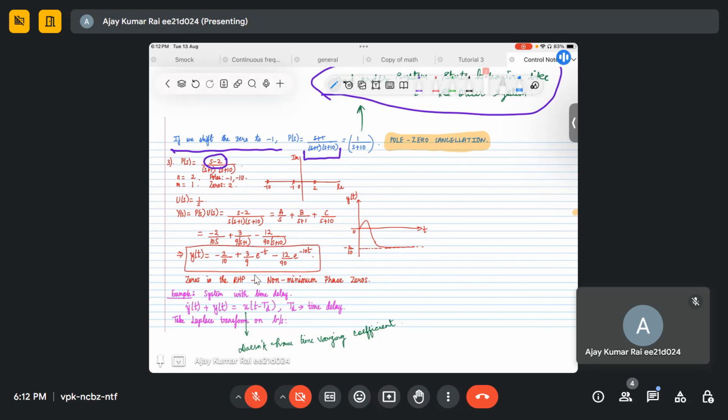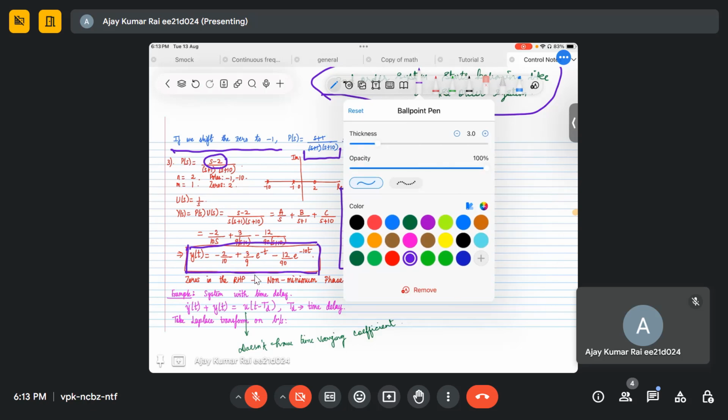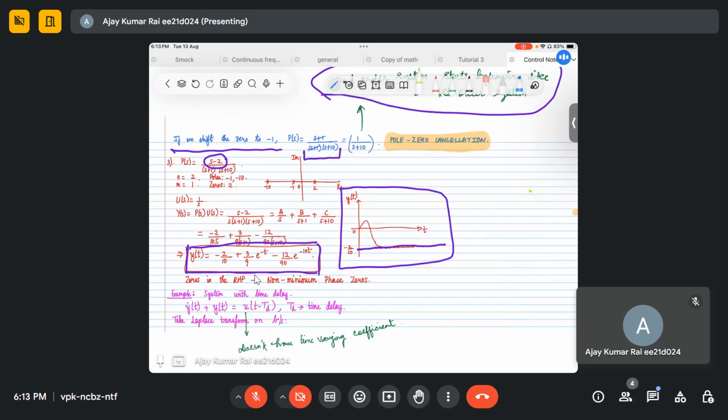To measure its effect, we have to see its output. So this is the output, and if you plot it with respect to time, you'll get a waveform like this. You can see this is the steady state. The system wants to achieve this steady state, but what is happening due to this zero? Initially, the system is moving in the opposite direction. This is its effect.